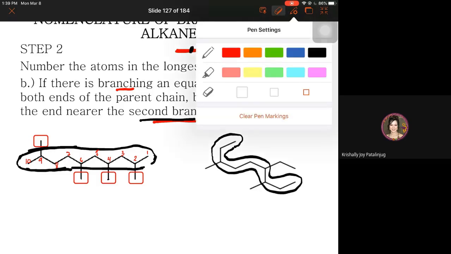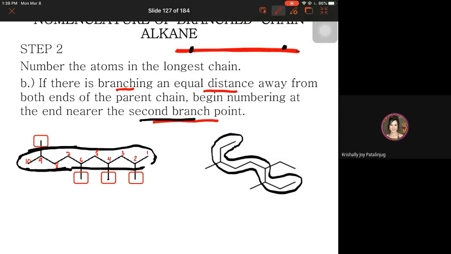Now, upon assigning number sa carbon atoms in the longest chain, ganun din yung mangyayari, case letter B. Kung dito ka magsisimula sa taas, 1, 2, 3 on the third carbon, may branch ka na. Ito yung branch. Kung sa baba ka naman mag-start, 1, 2, 3, may branch again sa third carbon. Okay? So, pili ka, applying step 2, letter B na case.